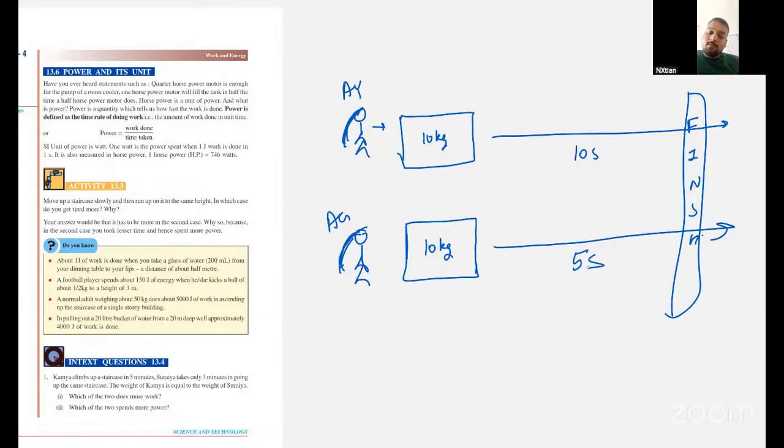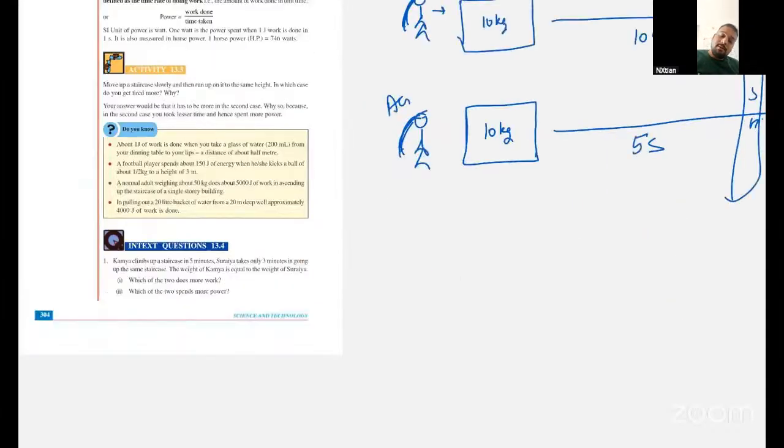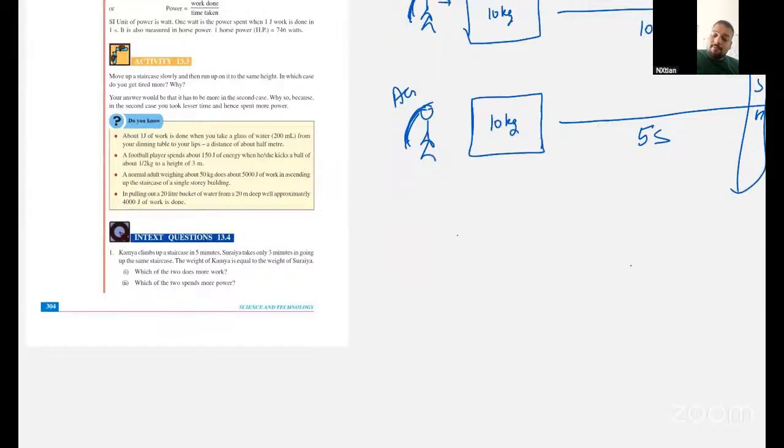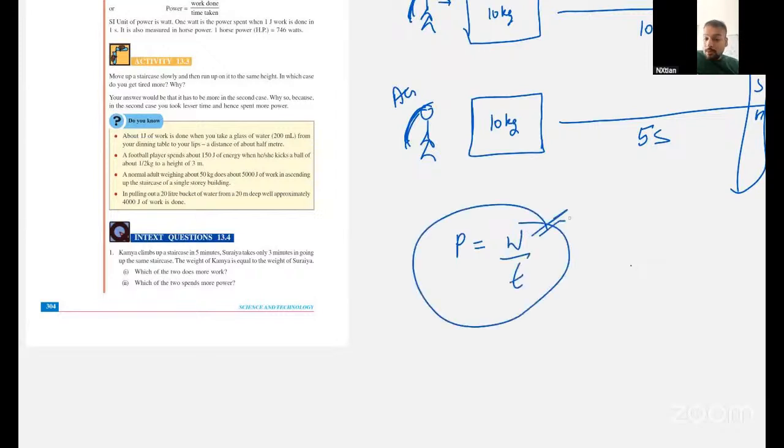So now we have the winner. Obviously, Agatha is the winner. Why? Because she has more power to push the box. That is the meaning of power. Power means the rate of doing work. Whenever rate comes, you have to divide by time. So rate of doing work means work by time: how much time you take to complete the work. If you take less time, you have more power. If you take more time, you have less power.